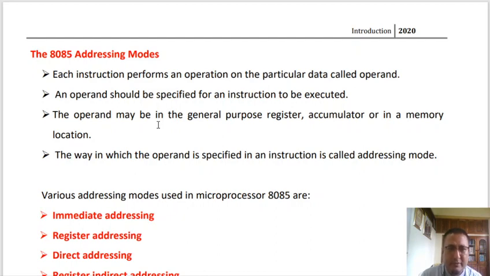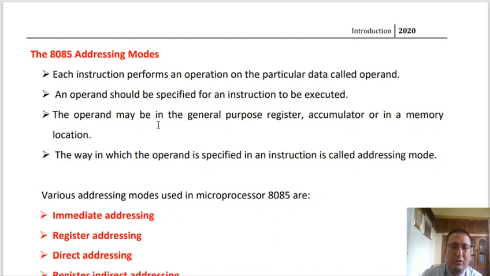An operand should be specified for an instruction to be executed, definitely. So whenever an instruction is to be executed, the operand has to be specified. The operand may be in a general purpose register, or in the accumulator, or in a memory location. These are the three holdings where data may be present.